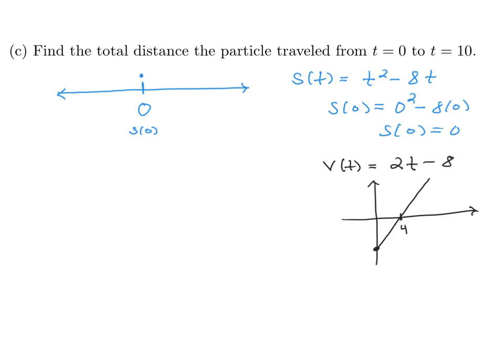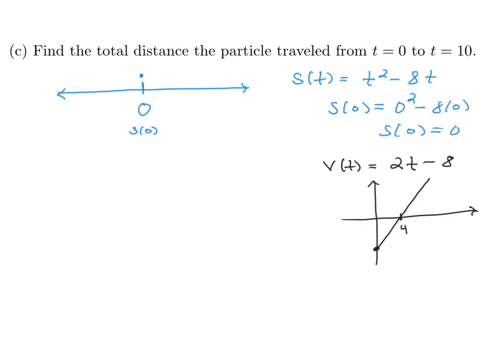Wherever this is negative, your particle starts to move left. So the particle actually begins by moving towards the left. It'll slow down and eventually stop, and then it starts to move to the right because the velocity is positive. Because there is a change in direction, meaning the velocity went from negative to positive, we have to be careful in how we figure out the distance.